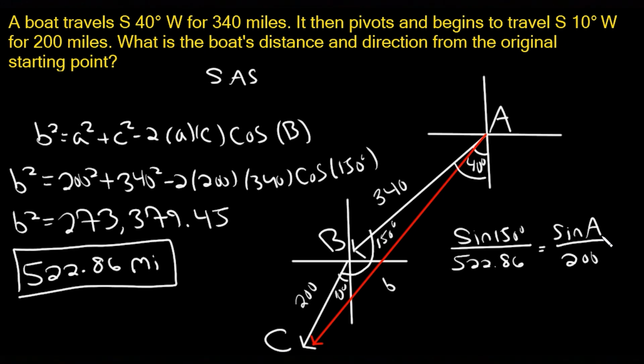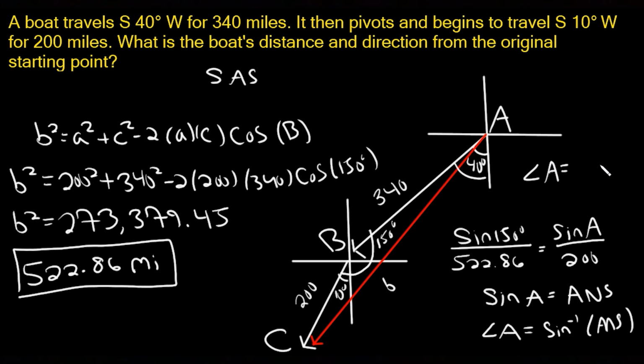I get an irrational number there, so I'm just going to put sine of angle A is equal to my answer. All I have to do here is inverse sine. So angle A is going to be equal to inverse sine of that number. I'm just going to call it ANS because that's how you put it in your calculator. Inverse sine of ANS gives me 11.03, so angle A is 11.03.